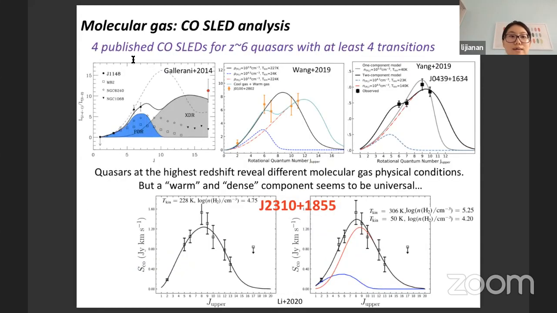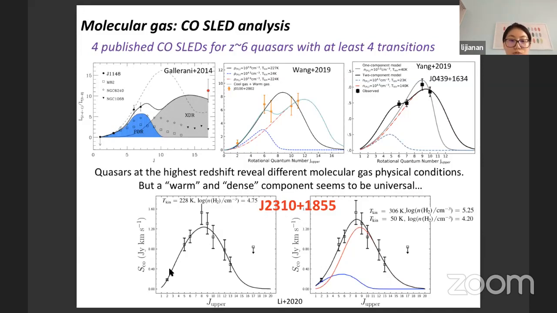So currently there are only 4 published CO SLEDs for redshift 6 quasars with at least 4 transitions, which enable us to do the CO SLED analysis. The above 3 panels are results from previous work, and this is our result for this J2310 quasar.